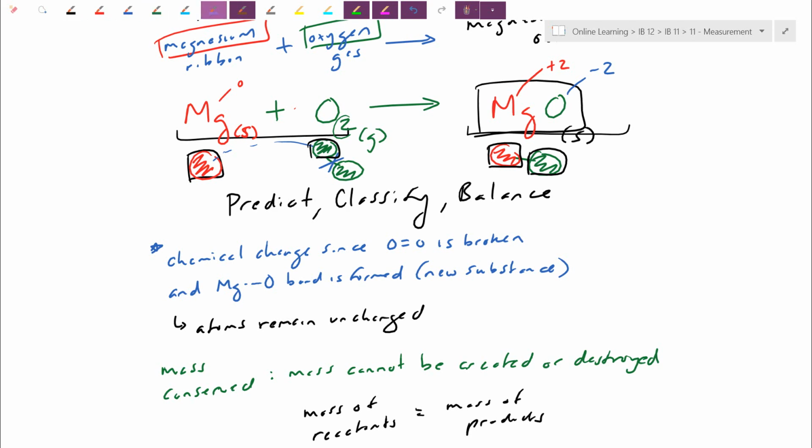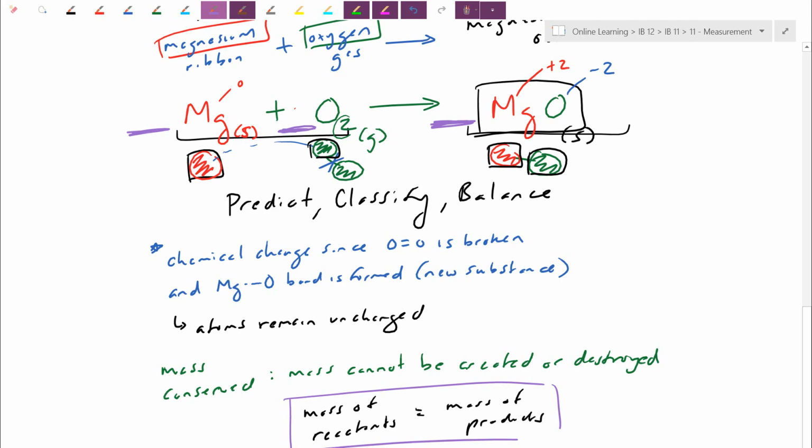Coefficient is a fancy word for a number. Coefficients are numbers that I actually add in front of the compound. Because I've already confirmed my subscripts are correct, my compounds are written correctly, what I can do here is I can actually play around with the ratio. What I'm doing here is the step of balancing. I'm trying to make sure that mass conservation is obeyed.